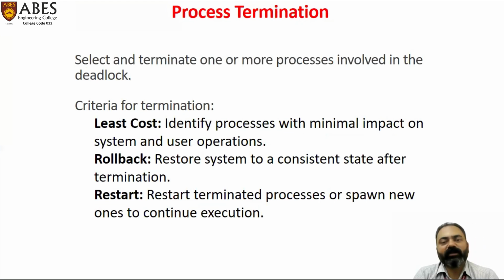How to terminate a process? Select and terminate one or more processes involved in a deadlock. The criterion for termination is least cost. Identify processes with minimal impact on the system and user operations. Roll back: restore the system to a consistent state after termination. Restart the terminated process or spawn a new one to continue execution.